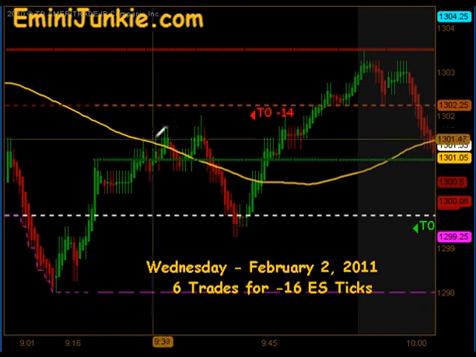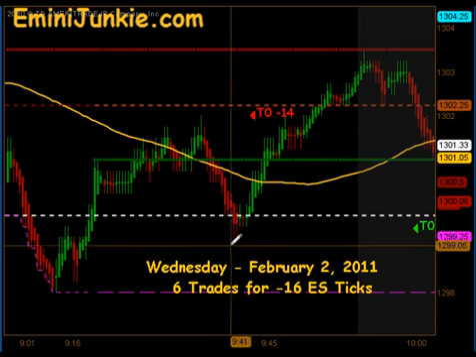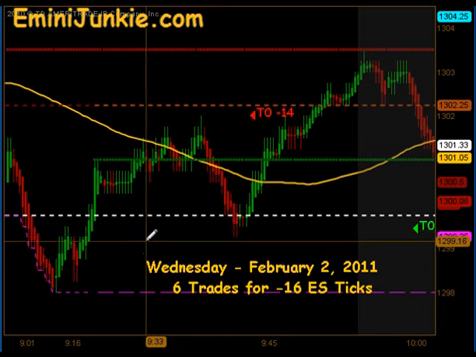Again, just chop mode, so we were getting false signals all day, and that's typical in a range day with this program, because this program is designed for some sort of trend and trend reversals and that kind of thing. And so when you go sideways, you just get a bunch of false signals.